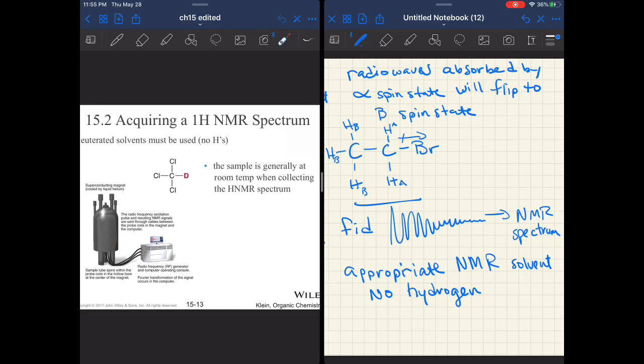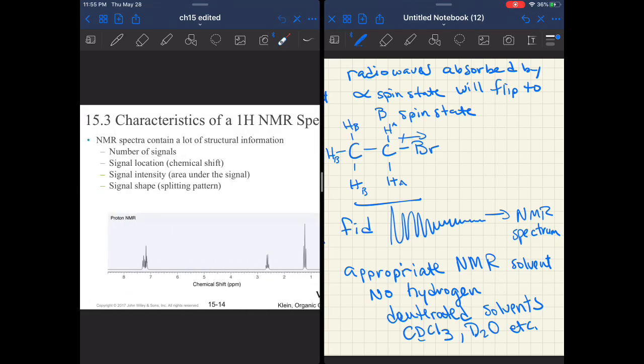And so a good NMR solvent, oftentimes you need hydrogen for just solubility issues. And so deuterated solvents are really useful. So you might see something like deuterated chloroform, or CDCl3. You might see heavy water, D2O, right, etc. You just don't want something with hydrogen. So anything with hydrogen needs to have deuterium replaced.